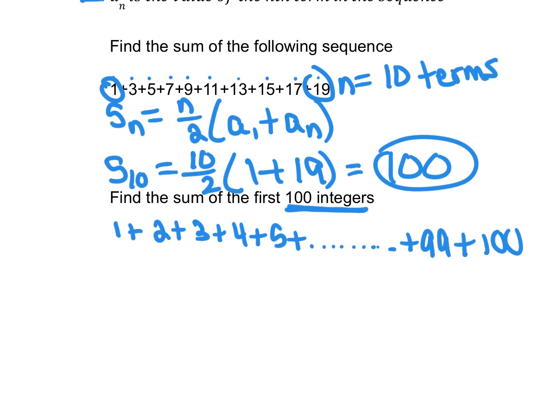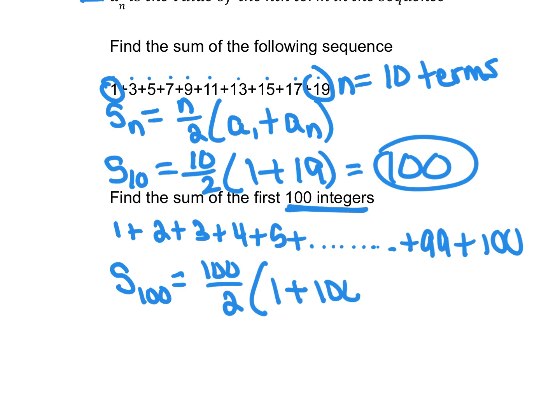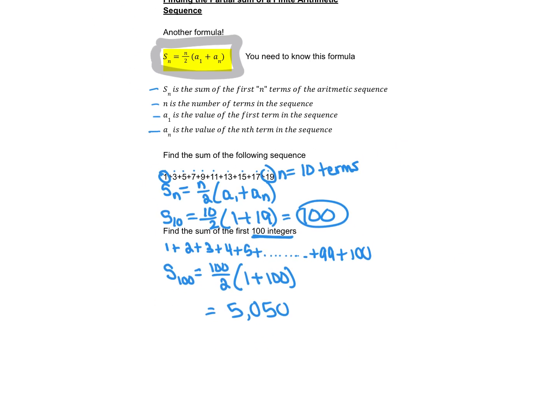So we're going to use our formula. To find the sum of the first 100 integers, we would have n over 2. n is 100, so we're going to have 100 over 2. Our first term is 1, that's a sub 1. Our last term is 100, so a sub n is 100. So we would have 50 times 101, which would be 5,050. So if we added 1 plus 2 plus 3 plus 4 plus 5 plus 6 plus 7 all the way up to 100, the sum would be 5,050.